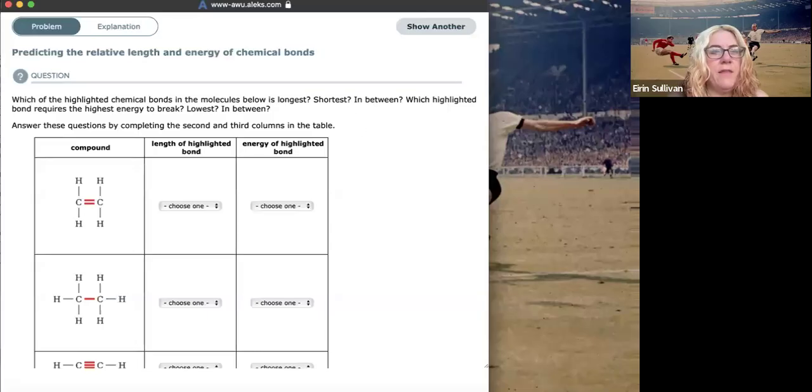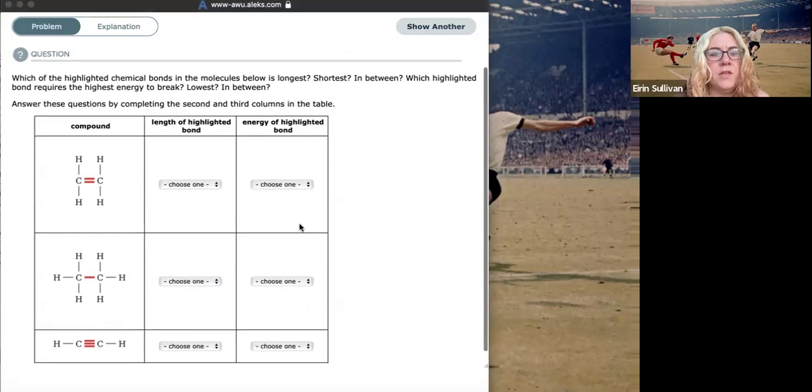Predicting the relative length and energy of chemical bonds. Okay, so you can only compare apples with apples for this. In this particular question, we're comparing carbon-carbon bonds by the look of it. So what's the difference between a single bond, a double bond, and a triple bond?